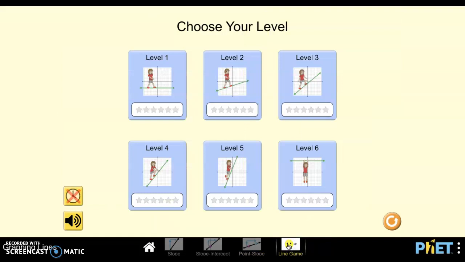To review for any assessments, or to practice if they feel uncomfortable with slope-intercept form or point-slope form, the students can play this review game created by the simulator that increases in difficulty as the levels increase.